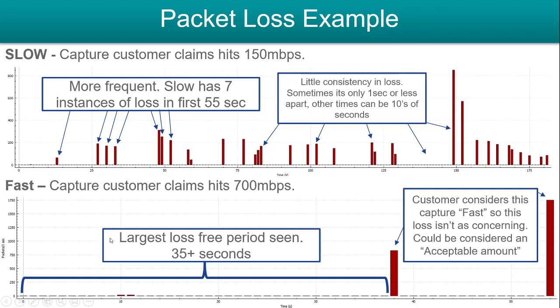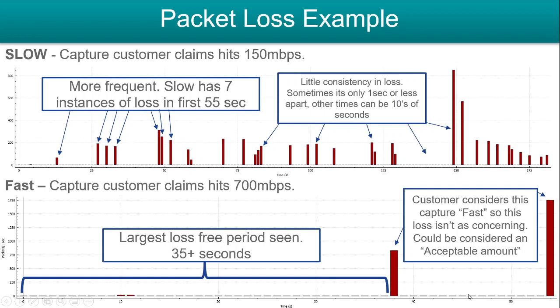So on the fast capture, we see the largest period of non-packet loss, about 35 seconds. We didn't lose a single packet. The slow capture actually had two instances of packet loss, and these were quite large. If we look over here at packets per second, we could see that this was up near 1,000, and the one over here, this was upwards of 15 to maybe 1,700.